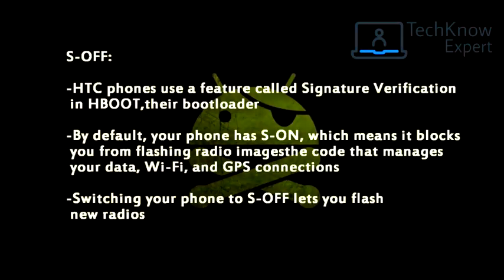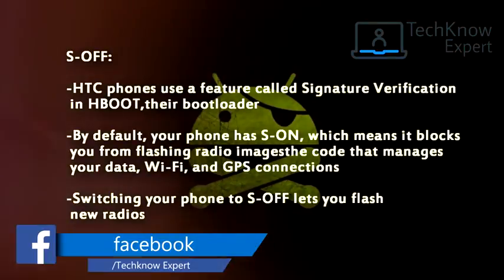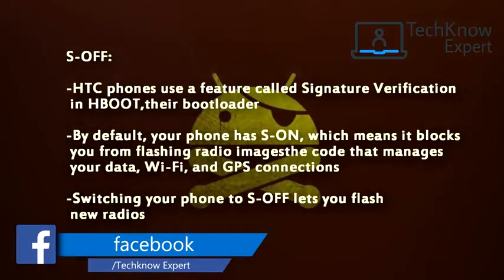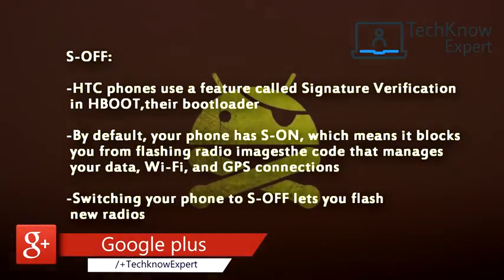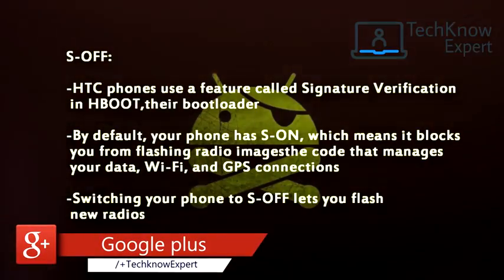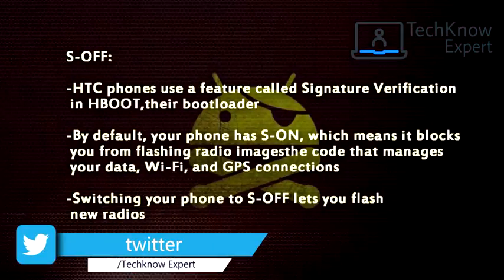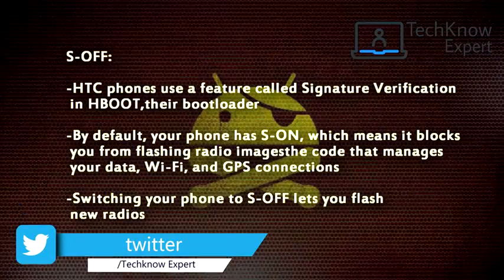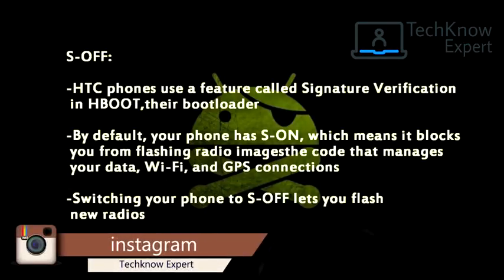S-off. HTC phones use a feature called signature verification in HBoot, their bootloader. By default, your phone has S-on, which means it blocks you from flashing radio images, the code that manages your data, Wi-Fi and GPS connections. Switching your phone to S-off lets you flash new radios. Rooting doesn't require S-off, but many rooting tools will give you S-off in addition to root access, which is nice.